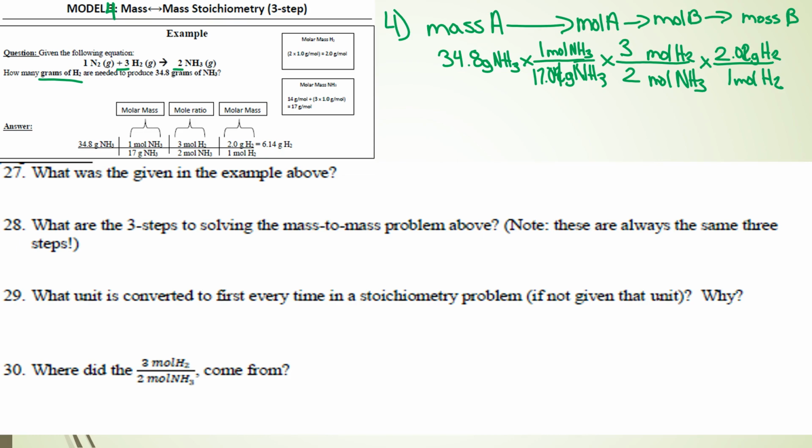All right. So going through these questions real quick. What's the given in this example?